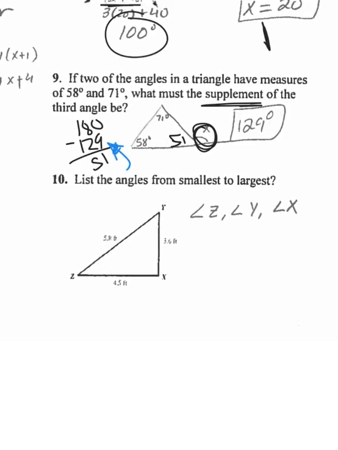List the angles from smallest to largest. So shortest side, smallest angle. Middle side, middle angle. Longest side, largest angle. That's what the order's from. Opposites, big across from big, small across from small. All right, that's page 1. We're going to move on to page 2. Keep going.